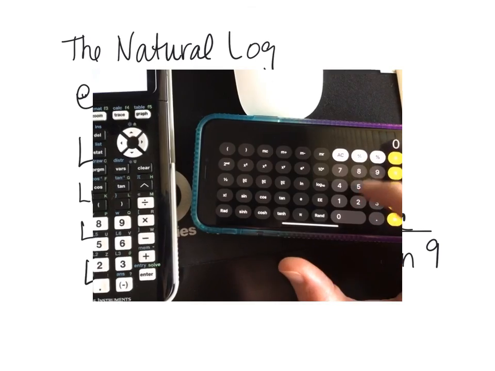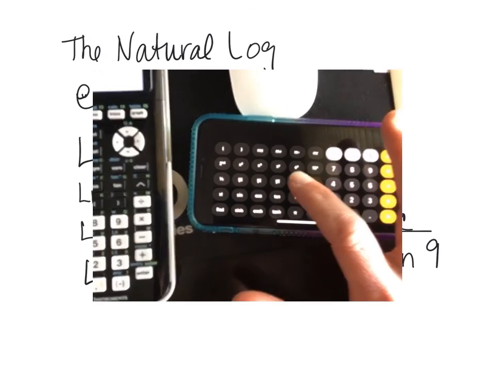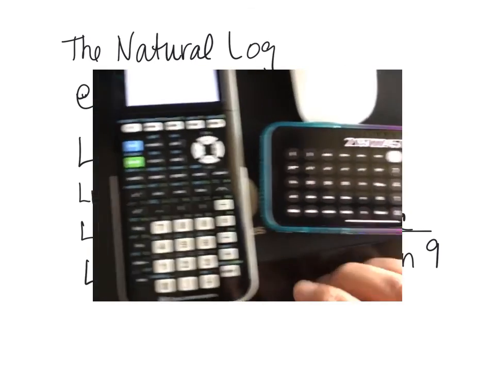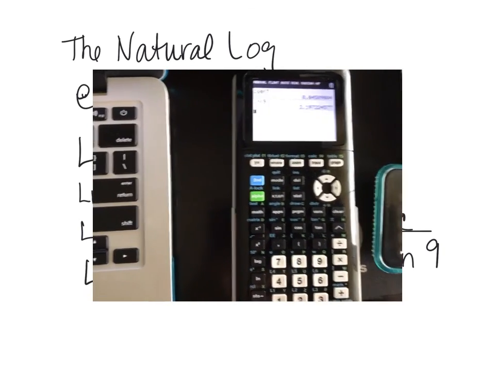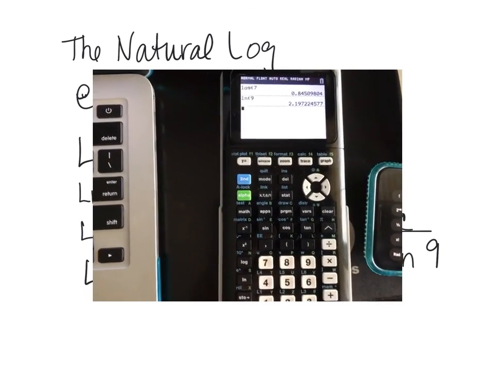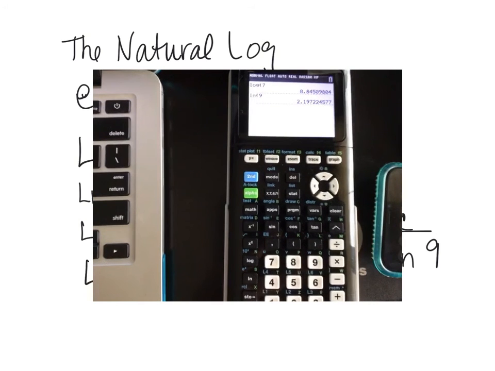And then the last, say I want the natural log of 9, I hit 9 ln, and then in this calculator I hit ln of 9. So you need to know which way your calculator goes. Does it go forward or backwards?